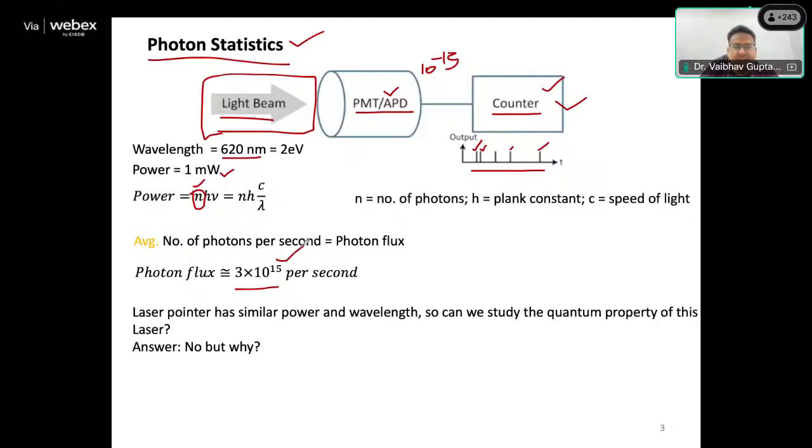If I do this, then simply I can say that I have created a single photon source, because every 1 femtosecond I can now capture a single photon, and these photons are coming from this laser, so I have a single photon source.